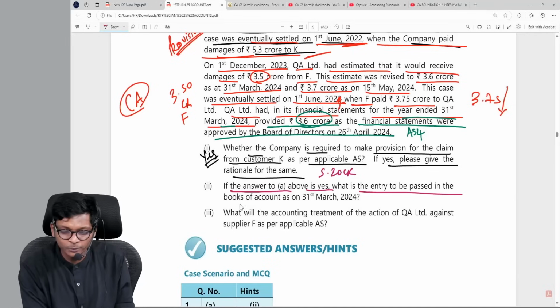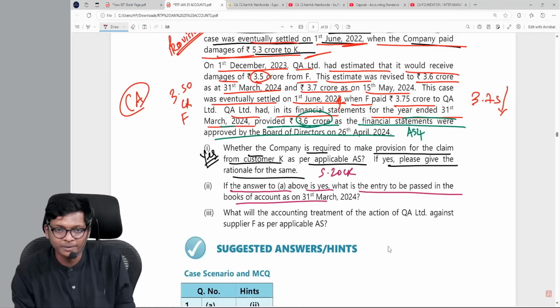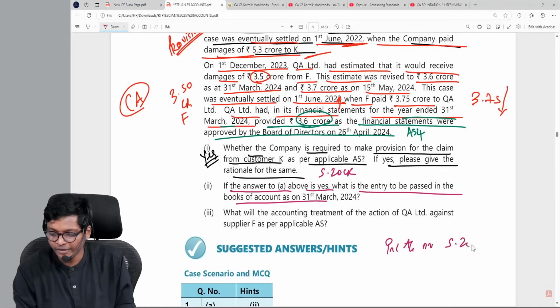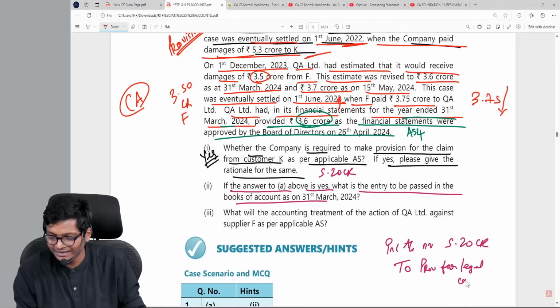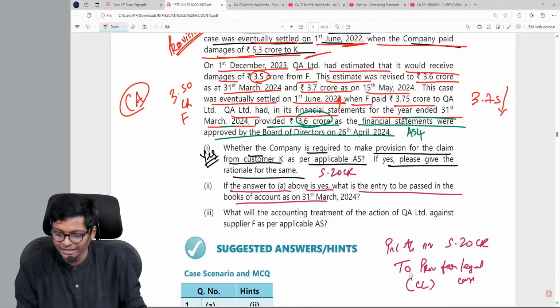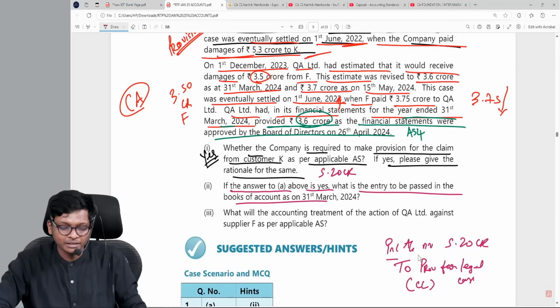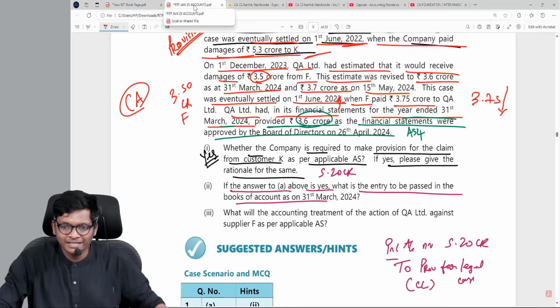What is the entry to be passed in the books? What entry will I pass? P&L account debit 5.20 crores to provision. I'm creating a provision now, a provision for legal case. So basically I will create a current liability and debit my P&L. Are you following, guys? Everybody understanding?